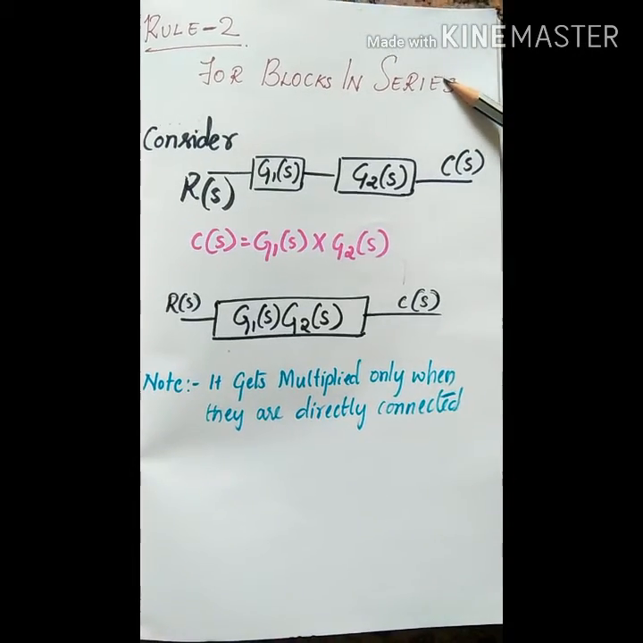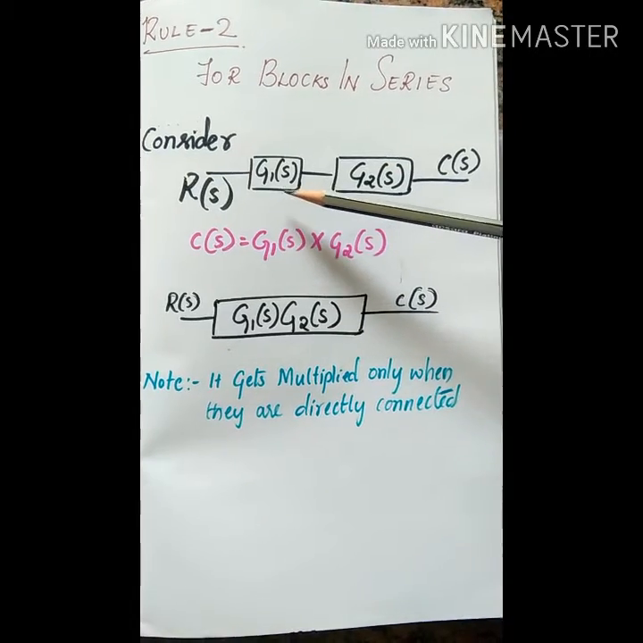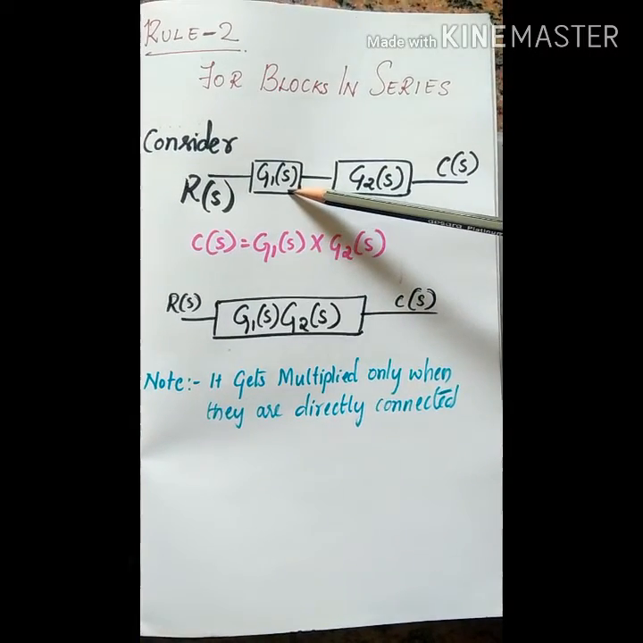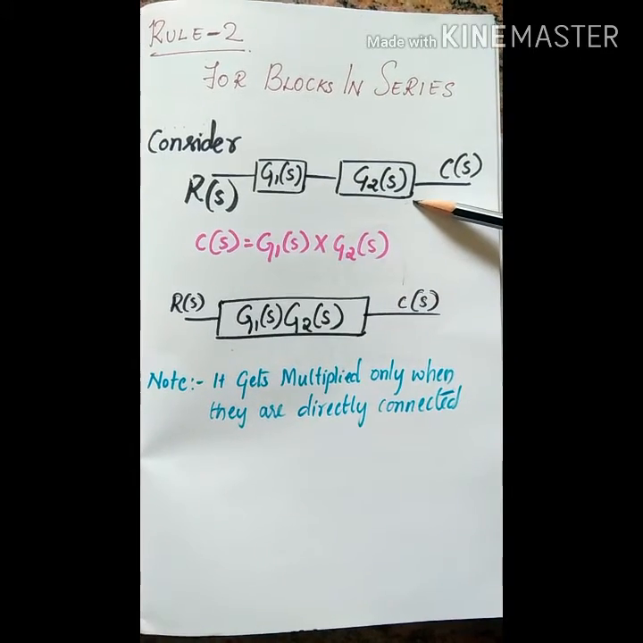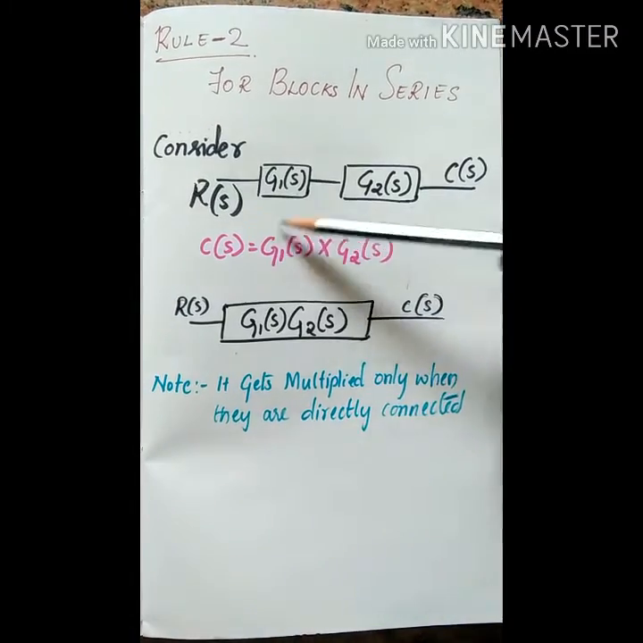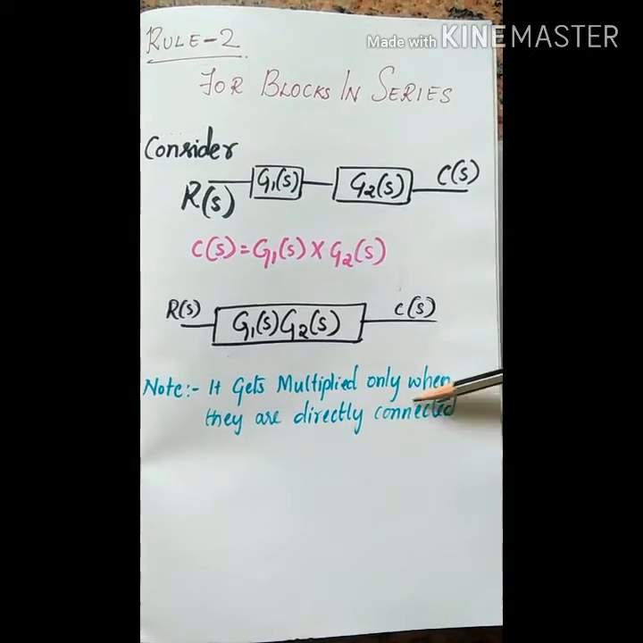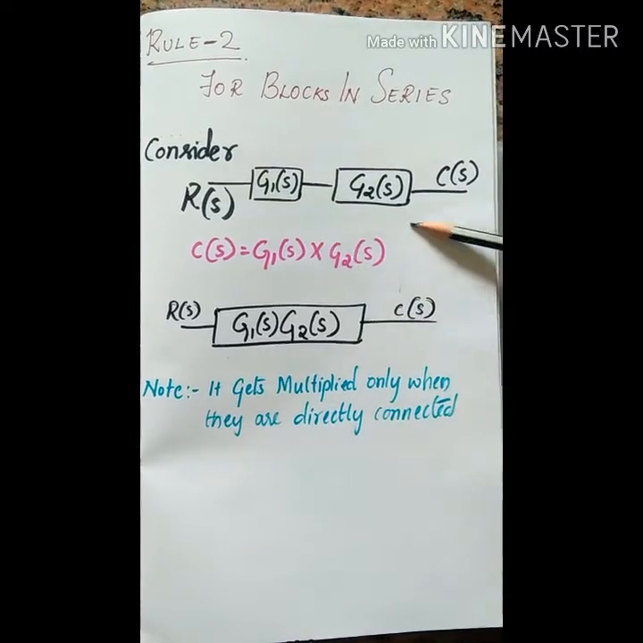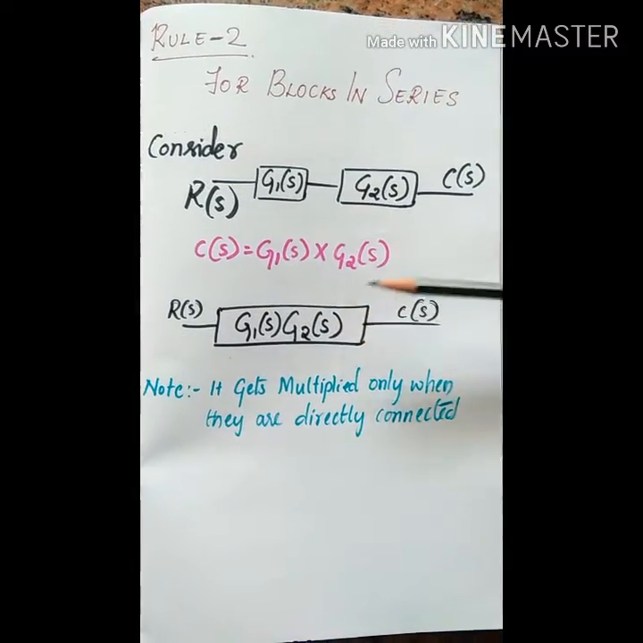Second rule is for the blocks in series. Now let me consider this particular block wherein we have G1 of s in series with G2 of s, and thus the output becomes a multiplication of these two blocks, that is G1 of s into G2 of s. They get multiplied only when they are directly connected, or else you can't multiply these two blocks.